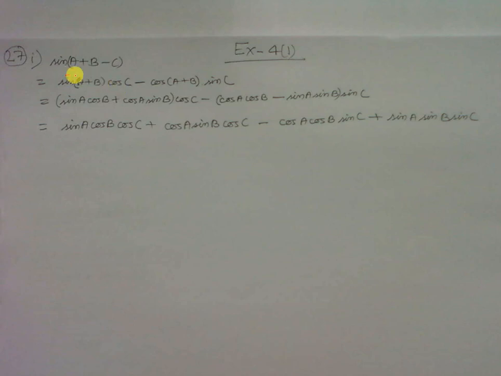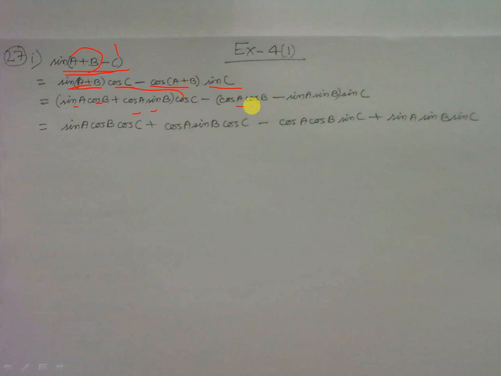Now this one we have to split up in terms of sin A, cos A, sin B, cos B, sin C, cos C. You have to express it like this. So sin(A plus B plus C): you first consider this one as A, this one as B. Then sin A cos B plus cos A sin B.